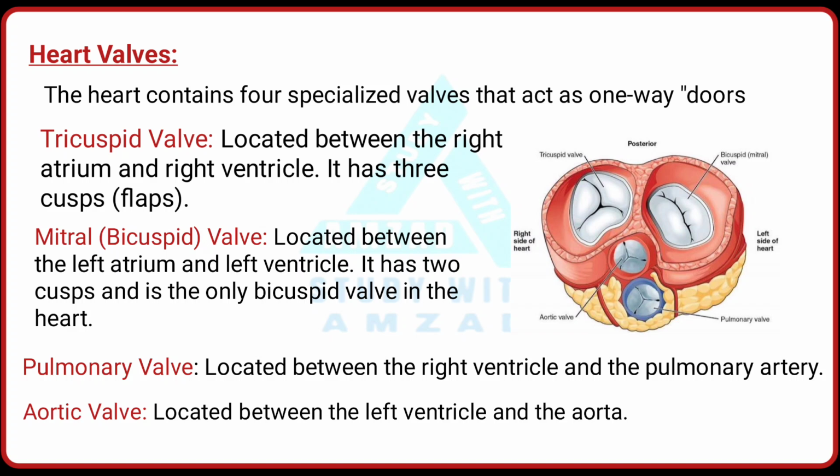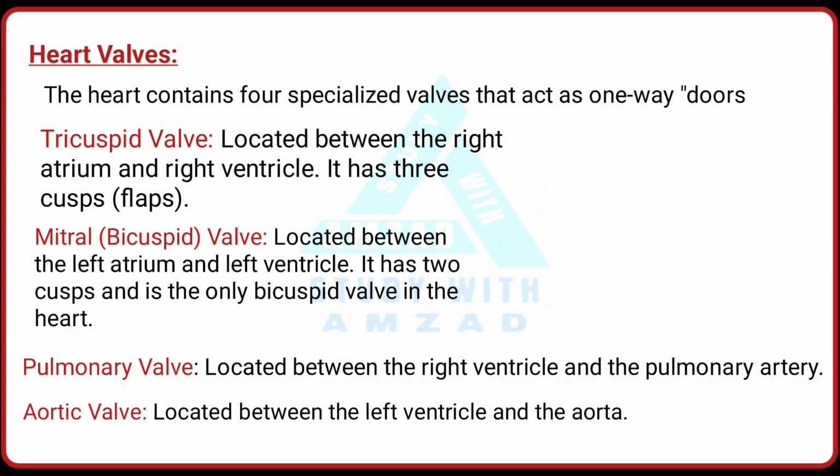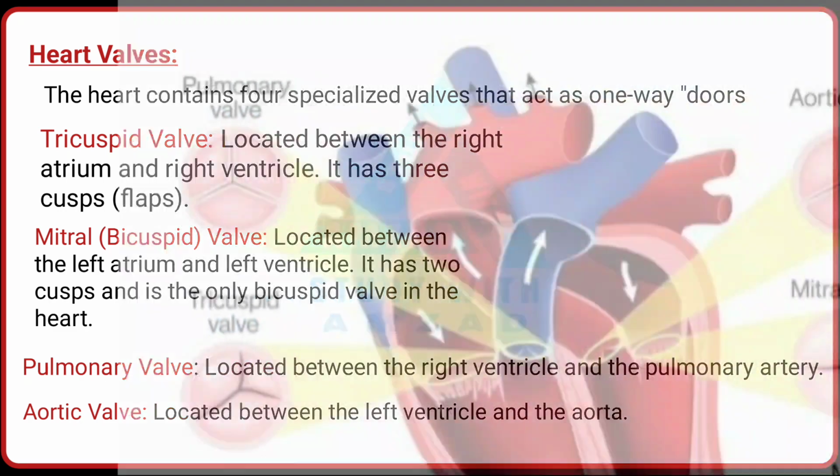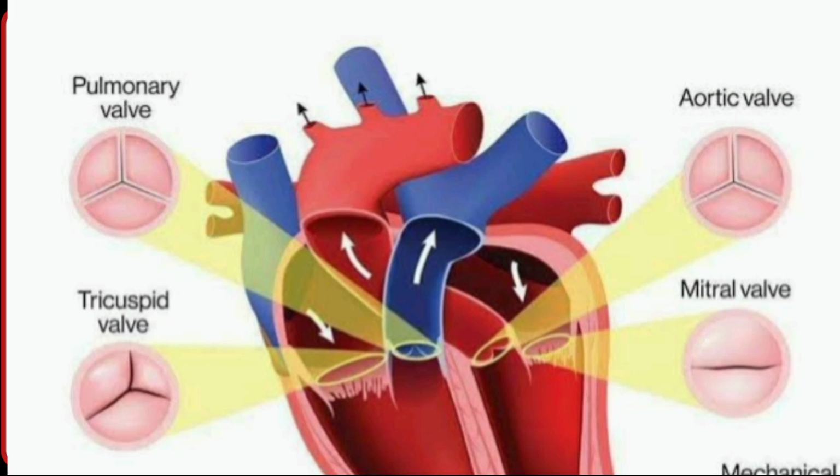Semilunar valves. These valves are located at the bases of the large arteries leaving the ventricles. They prevent blood from flowing back into the ventricles after it has been ejected. The pulmonary valve is located between the right ventricle and the pulmonary artery. The aortic valve is located between the left ventricle and the aorta.